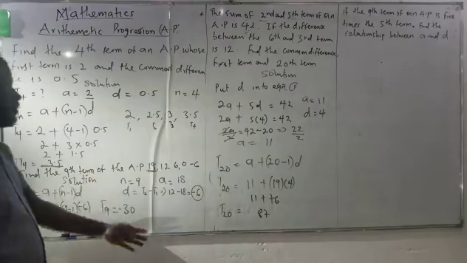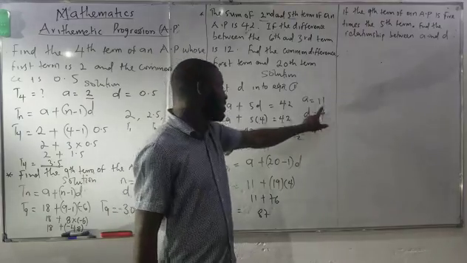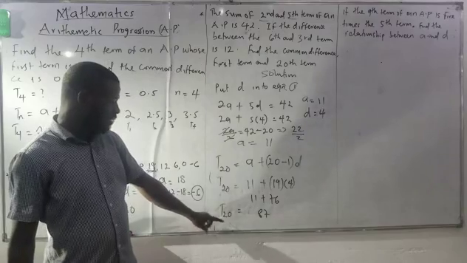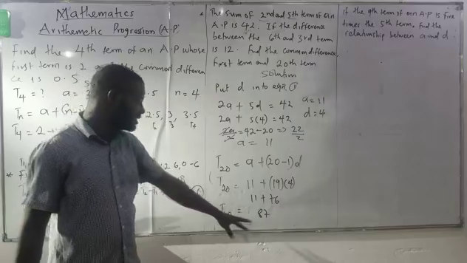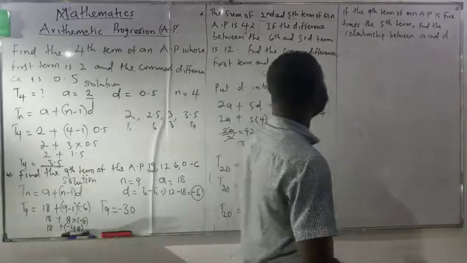So my D is 4, my first term A is 11, and the number in position 20 is 87. That is the interpretation.